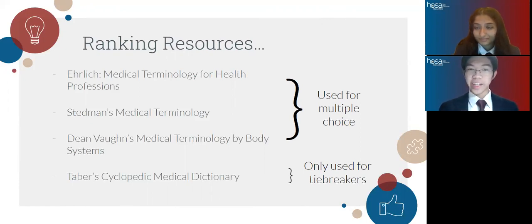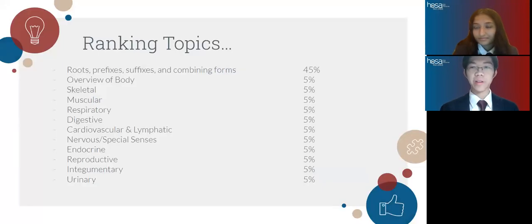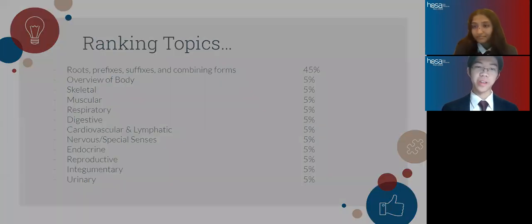Along the lines of ranking, we've also got ranking topics. As I said before with the weights, just be very cognizant of where you're distributing your time. Roots, prefixes, suffixes, and combining forms for MedTerm here takes up almost half of the entire test in weight, and the rest is just all A&P and MedTerm of all body systems. That said, you should always know how to prioritize both your resources and your topics, and that's really the key here for knowing your resources.